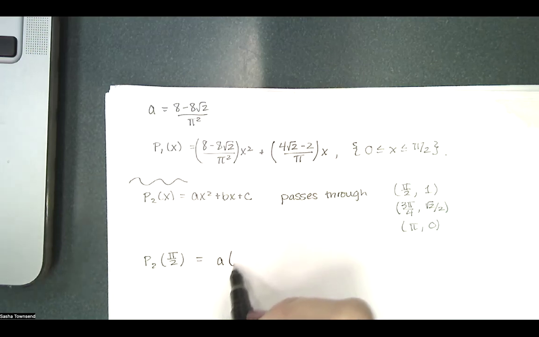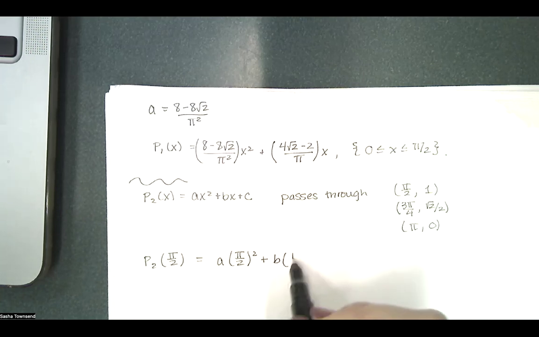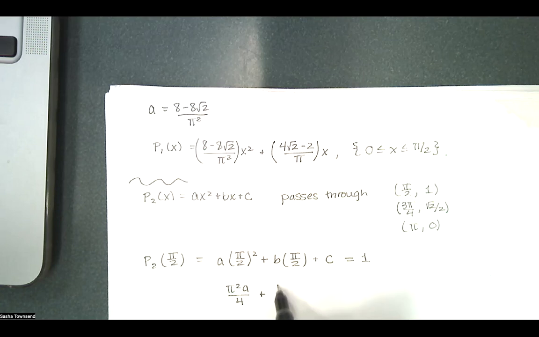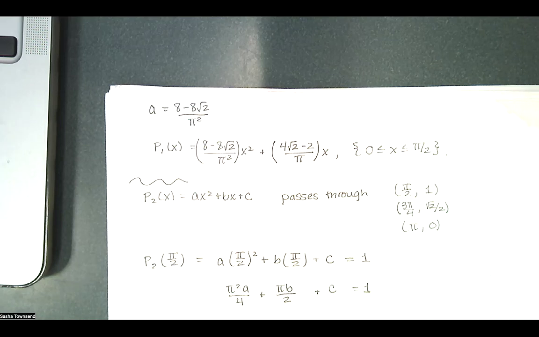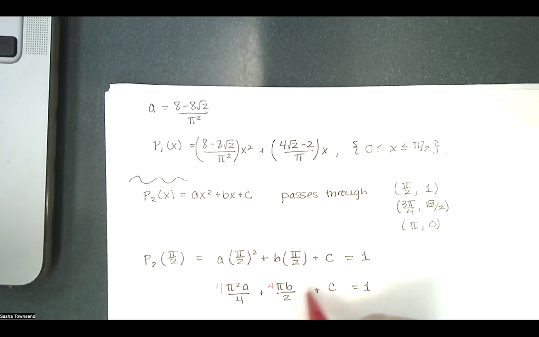So I'm going to have a times pi over 2 quantity squared plus b times pi over 2 plus c equals 1. And if we simplify, we've got pi squared times a divided by 4 plus pi times b divided by 2 plus c equals 1. I don't like those fractions. I'm going to clear them by multiplying everything by 4.